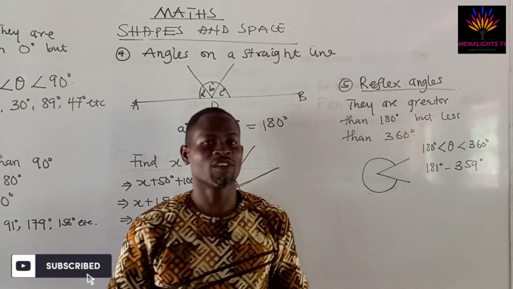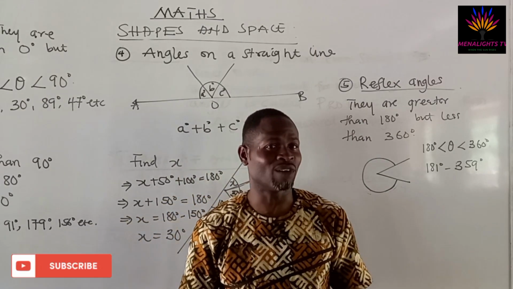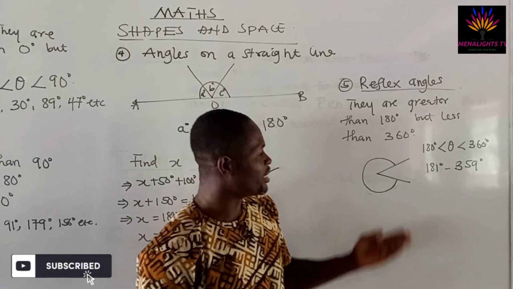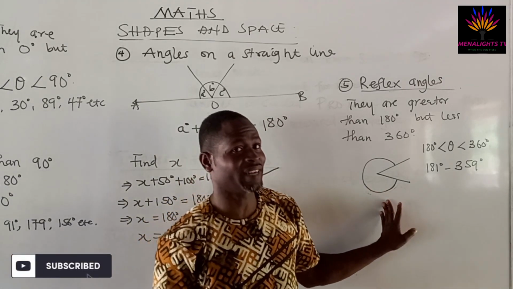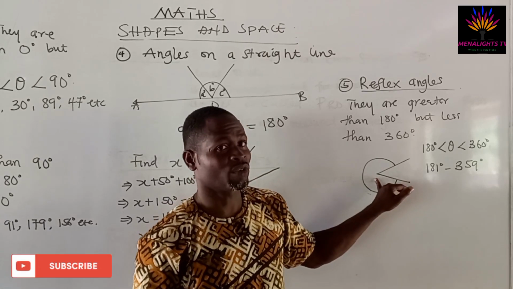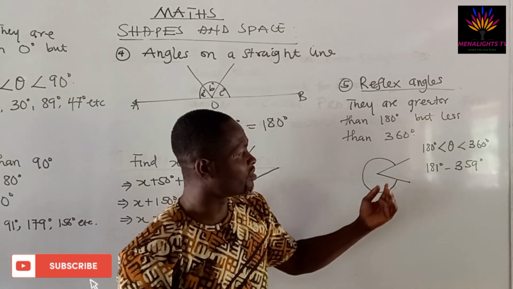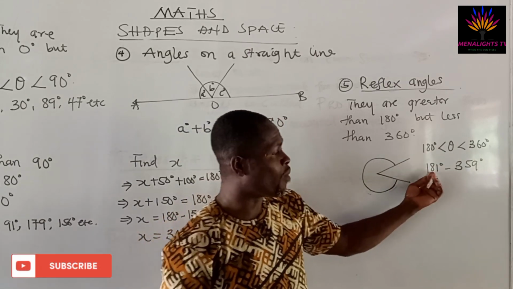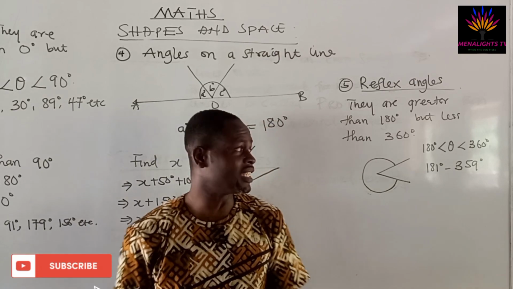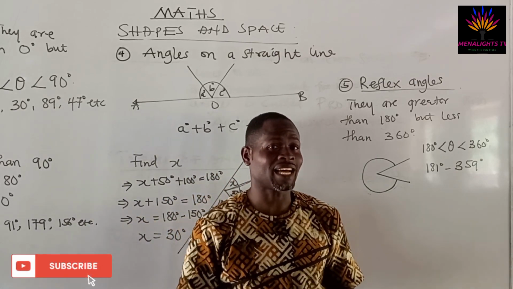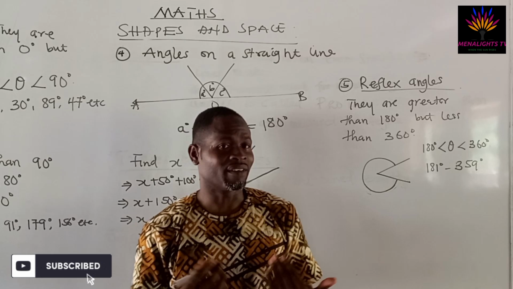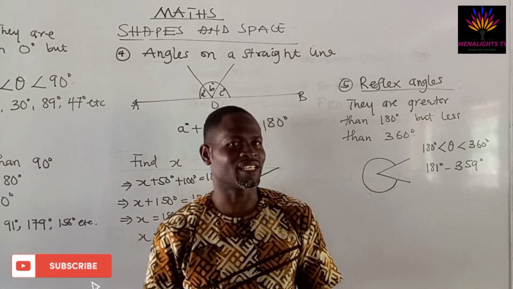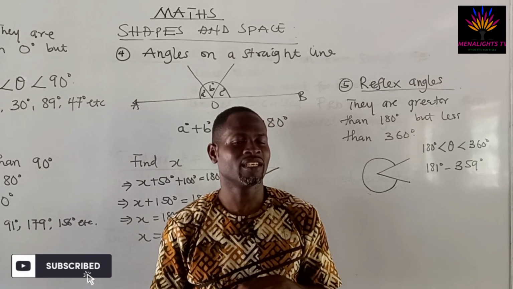Our next type of angle is what? Reflex angles. These reflex angles are angles that are greater than 180 but less than 360 degrees. This is the symbol to represent what? A reflex angle. So when you see something like this, it is a reflex angle. These angles lie between 180 and 360 degrees, so from 181 to 359 degrees. The angles that fall within that range, we call reflex angles. They are greater than 180 but less than 360 degrees.